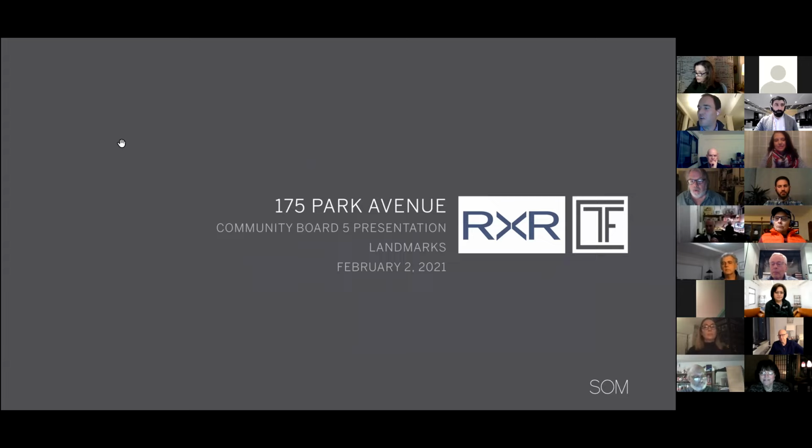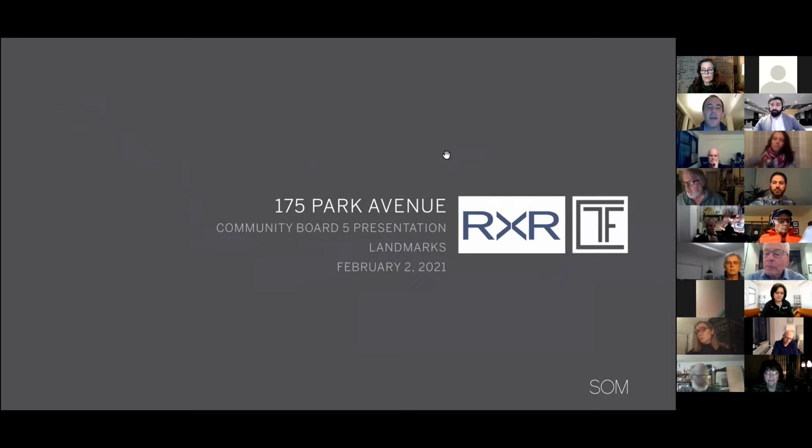Yes, we can. Great. So as many of you know, we're partnered with TF Cornerstone on the redevelopment of the Grand Hyatt site at Lexington and 42nd, directly adjacent to Grand Central. Obviously, it's great to be back with all of you. We've already met with land use and transportation in preparation for our scoping, and now we're here with the Landmarks Committee. And specifically, as Vicky mentioned, because we've submitted an application to LPC for two items related to our project.